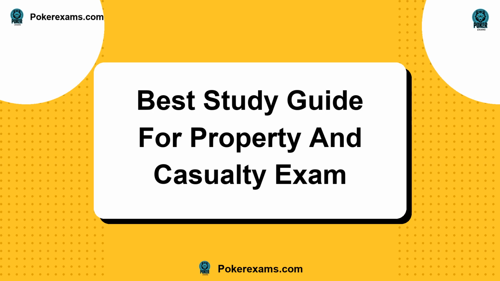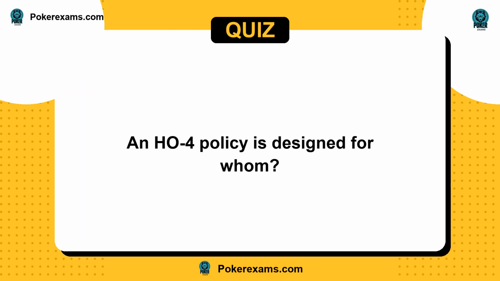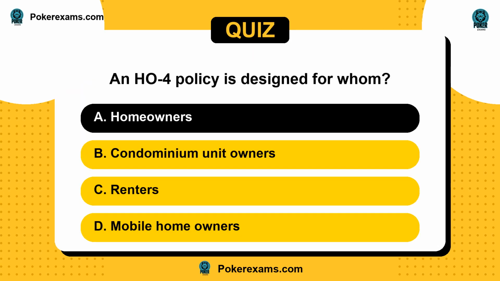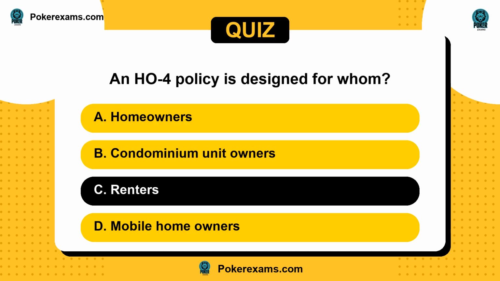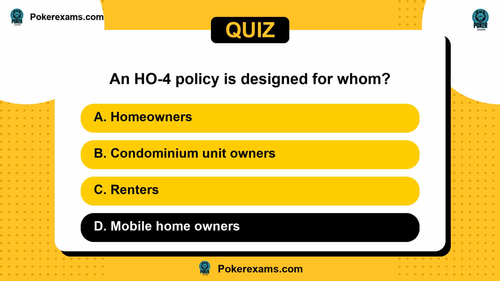Welcome to the quiz. An HO4 policy is designed for whom? Is it A, homeowners? Or B, condominium unit owners? C, renters? Or D, mobile homeowners?